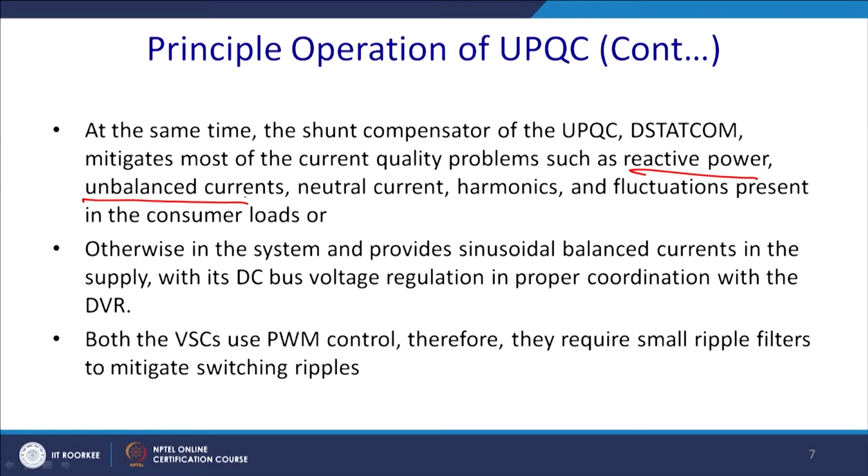At the same time, the shunt compensator of the UPQC, that is essentially a DSTATCOM, mitigates most of the current quality problems such as reactive power, unbalanced current, neutral current if it is 3-phase 4-wire, harmonics, and fluctuations present in the loads. Due to the load current fluctuations, all those entities are required to be cleaned up by the DSTATCOM.